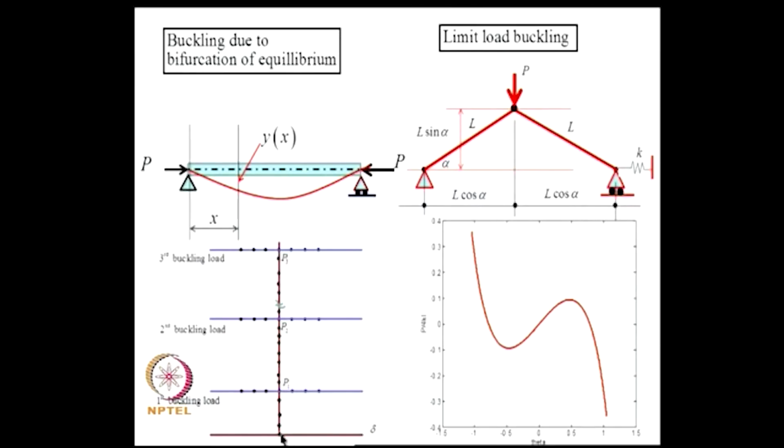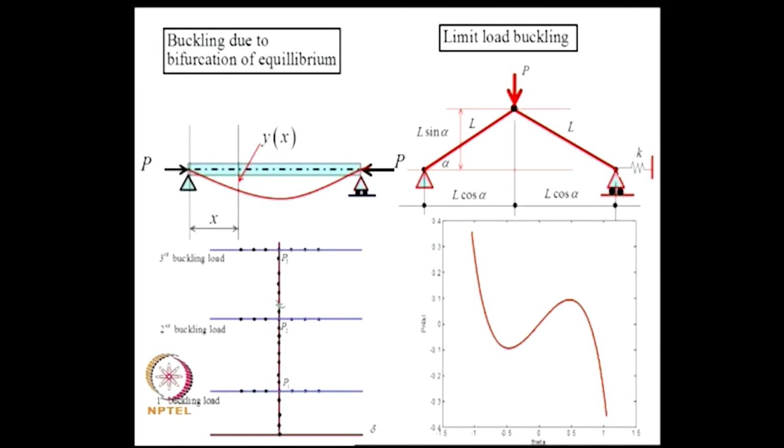So, when load P is 0, this delta, the midspan deflection, is 0, and as we gently increase the value of P, at every increase suppose we pluck the beam and allow it to oscillate and see whether it returns to its original state or not. Assuming that the system is damped, it will return to its original path till P reaches a value P1. After that, depending on the perturbations that you give, it occupies a neighboring equilibrium position. Okay. So, that is the phenomenon of buckling due to bifurcation of equilibrium.